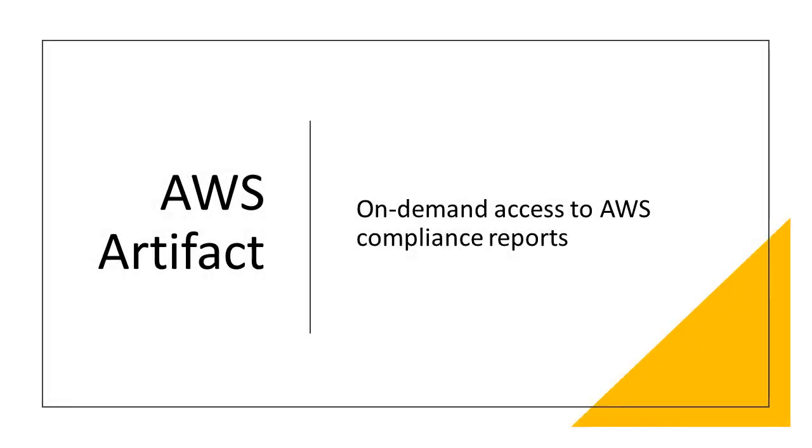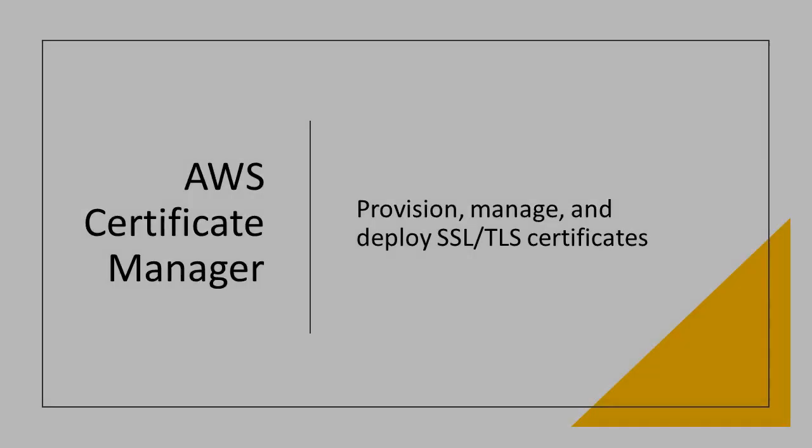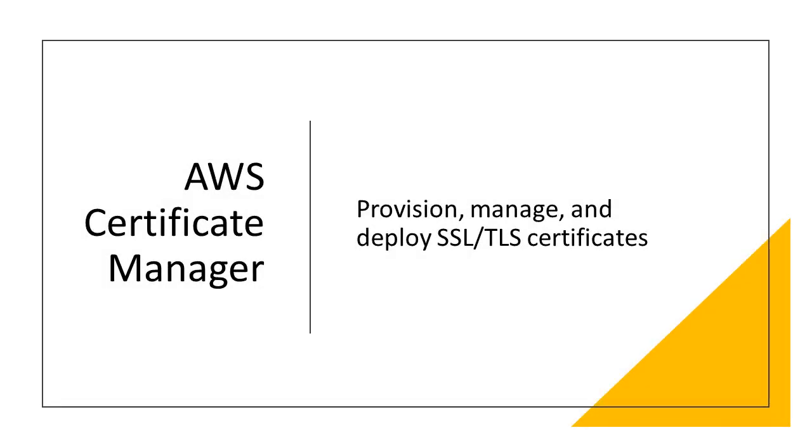AWS Artifact Service. AWS Artifact is your go-to, central resource for compliance-related information that matters to you. It provides on-demand access to AWS security and compliance reports, and select online agreements. AWS Certificate Manager Service. AWS Certificate Manager is a service that lets you easily provision, manage, and deploy public and private secure sockets layer/transport layer security, SSL/TLS, certificates, for use with AWS services and your internal connected resources.